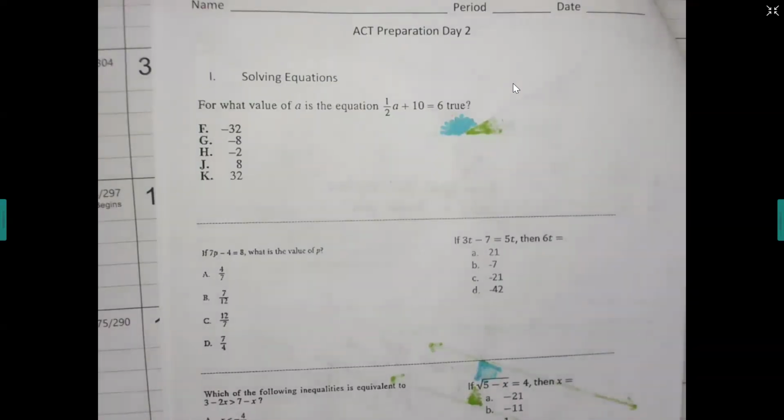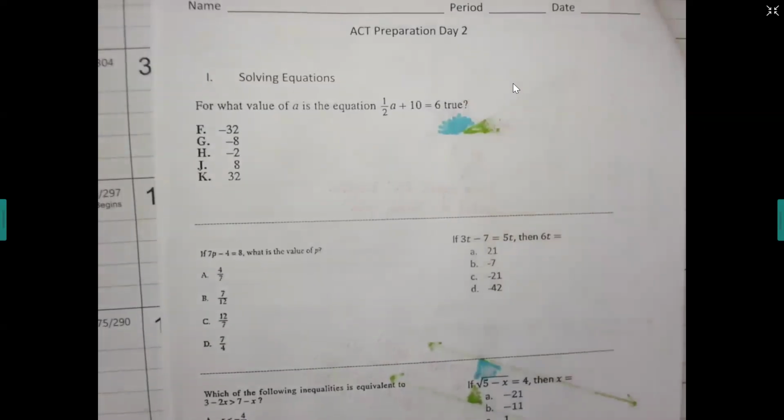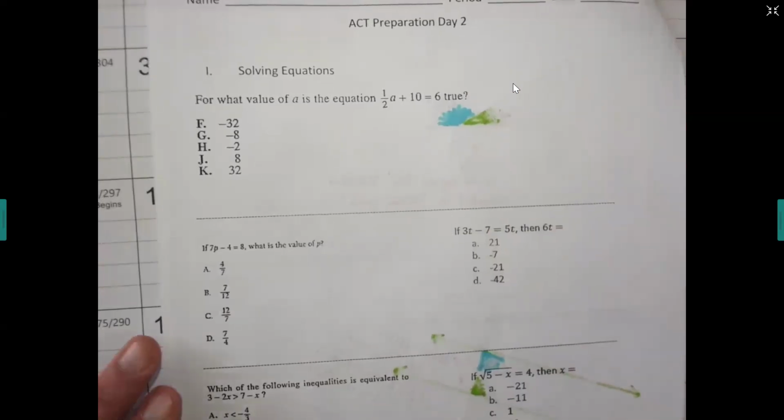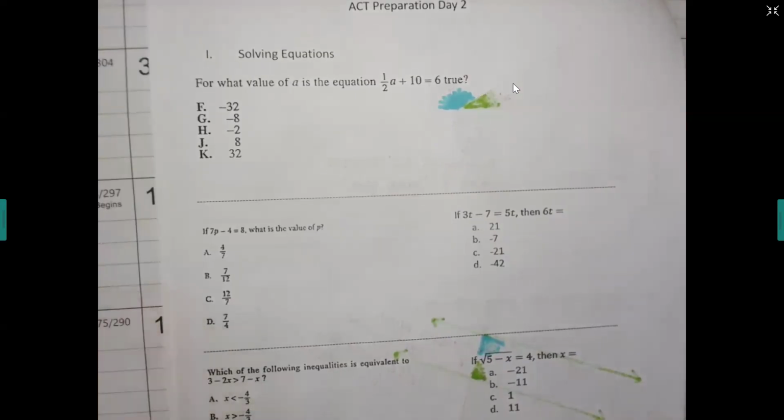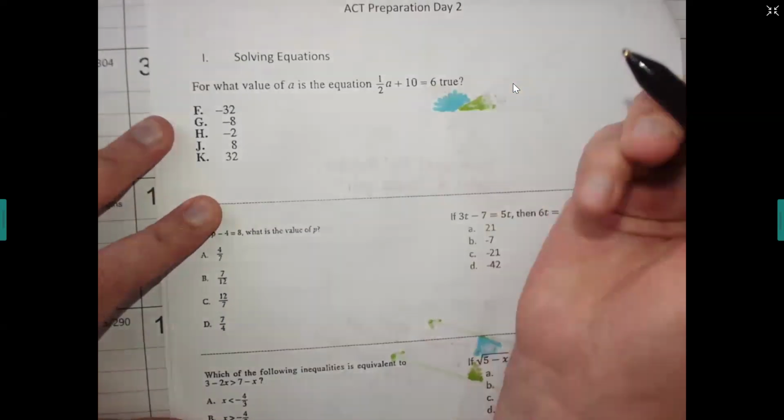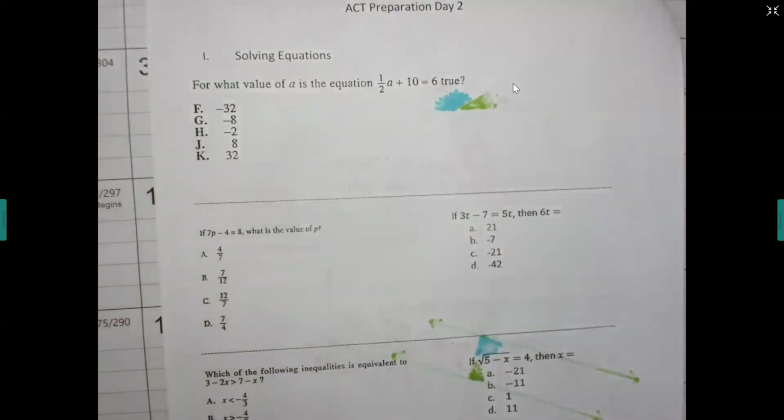So let's take a look at the first page. We're doing some solving here. We'll do maybe 2 of these. Let's start with the first one. So it's 1/2 A plus 10 is 6. What do you think you should do to get the A by itself if this is your equation? Minus 10. Okay, so we are going to times 2 and we are going to minus 10, but which one should we do first? I would do the minus 10 first.